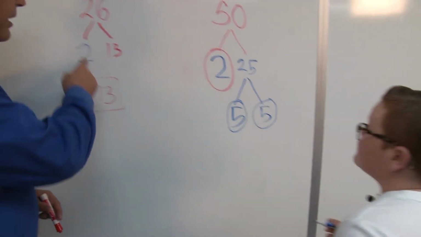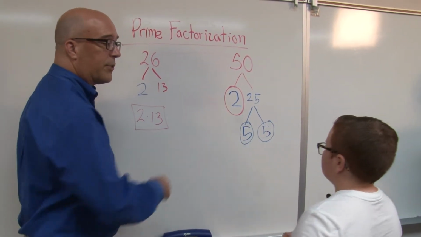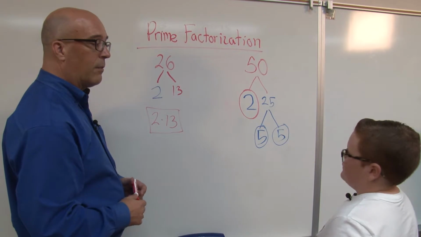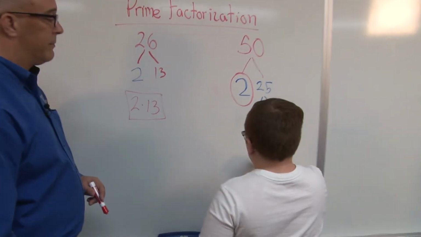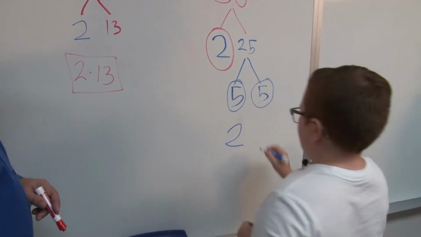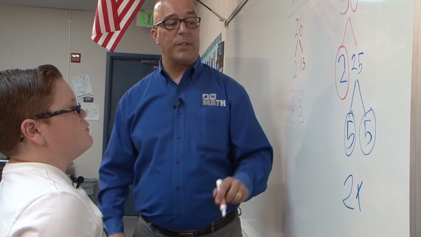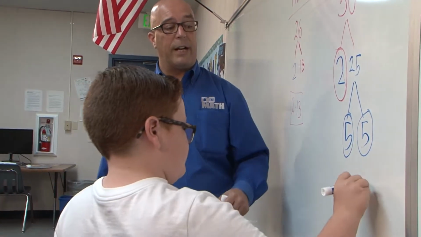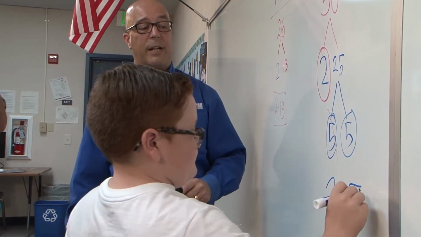So just like I did here, I put the smallest number first. So out of the numbers that are circled, what one is the smallest? 2. So write 2, and then put times. What's the next smallest number we have? 5. Yep, 5. So write 5. We've used that. What's left? 5. Write it again, times 5.